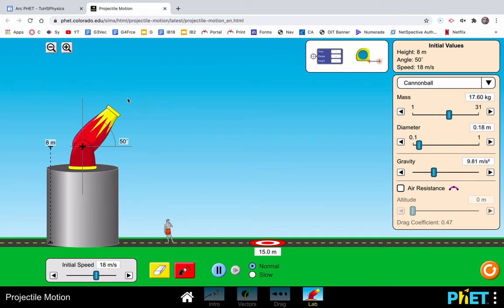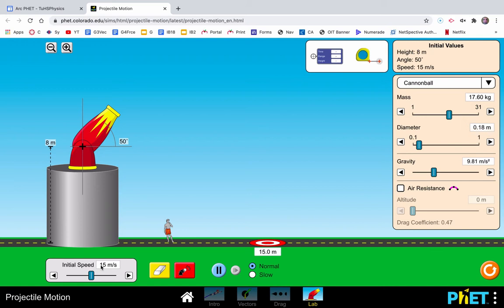And I'm going to pick velocity. How about 15 meters per second? Okay, so I'm 8 meters high. I'm shooting at 50 degrees, and it's shooting at 15 meters per second. Okay, now the question is, how far does it go? And we can't use the range equation. How do we do it? Well, we have to use a horizontal vertical table.